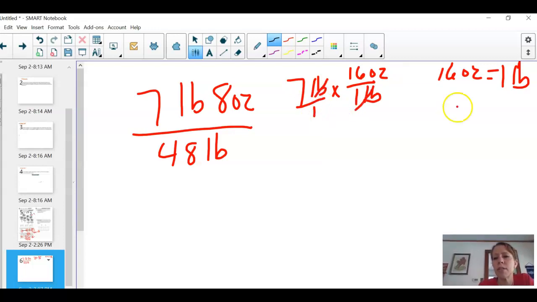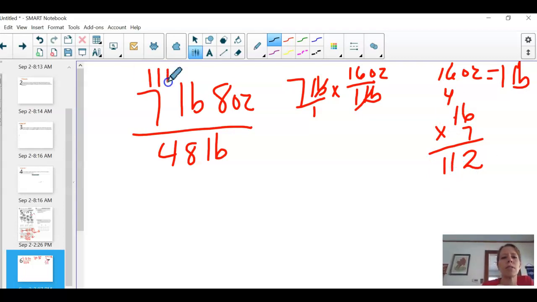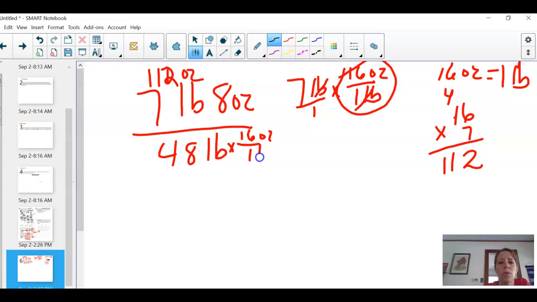So I have 7 times 16. I'm going to go ahead and multiply that. 6 times 7 is 42. Put the 2, carry the 4. 1 times 7 is 7, plus 4 is 11. So this 7 pounds is the same as 112 ounces. Now I need to do the same thing on the bottom. I'm still using 16 ounces over 1 pound, and this is still over 1.